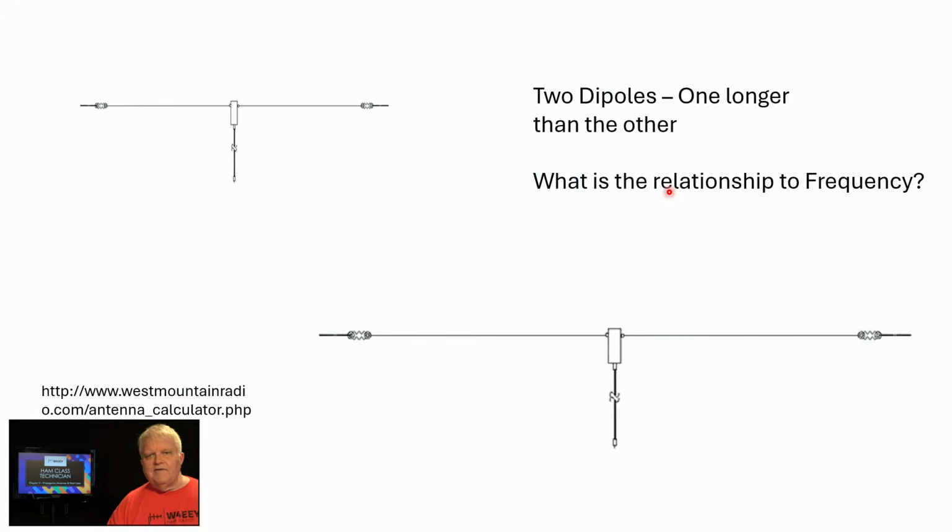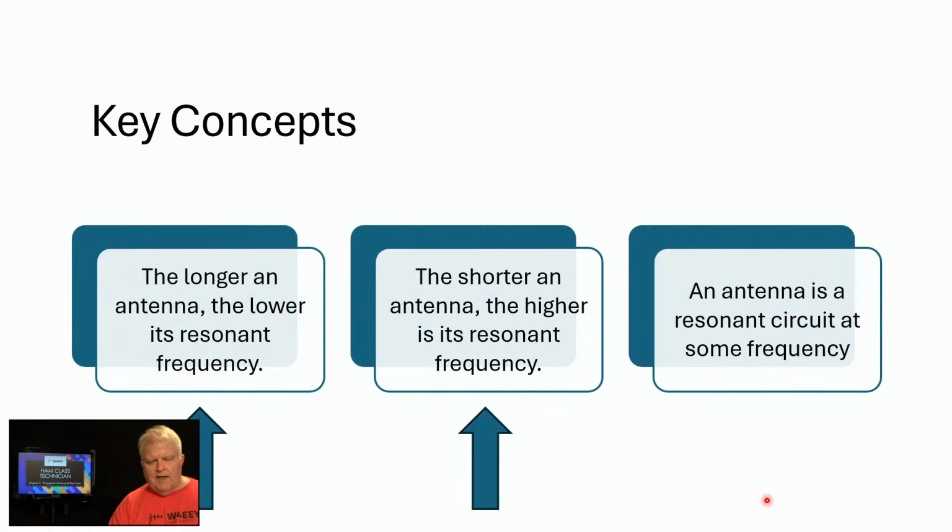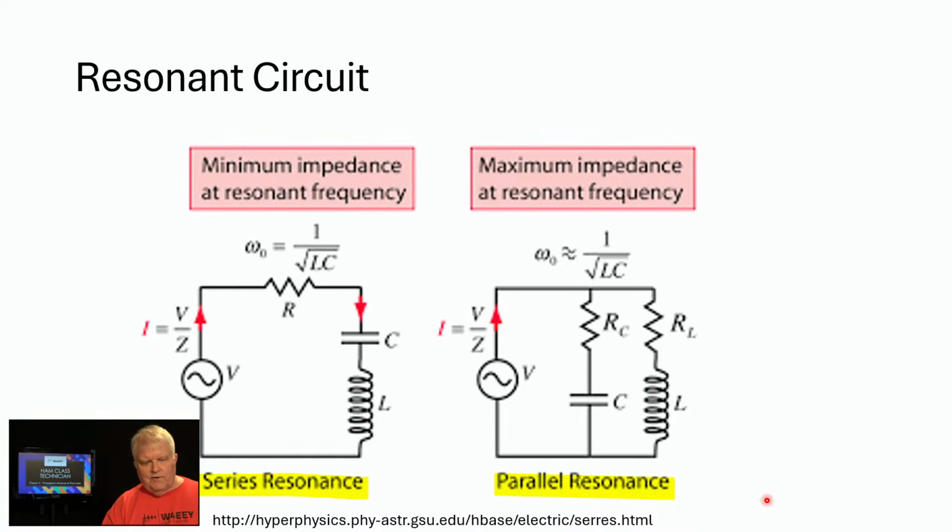And the size of the antenna has to do with the frequency of operation. So higher frequency antennas are going to be shorter or smaller. Lower frequency antennas are going to be longer or larger. So some key concepts to remember: the longer an antenna is, the lower its resonant frequency will be. The shorter the antenna, the higher its resonant frequency will be. And an antenna is a resonant circuit at the desired frequency of design.